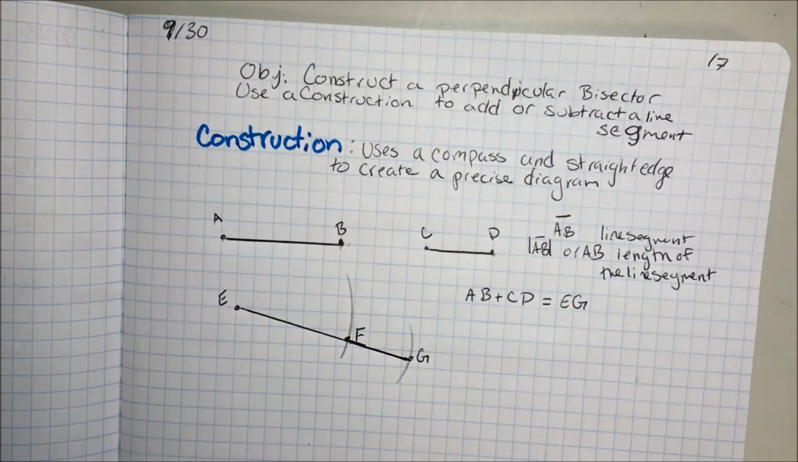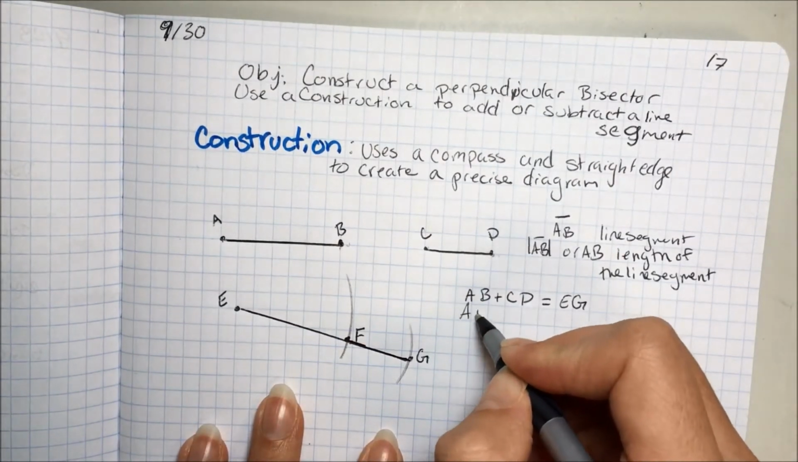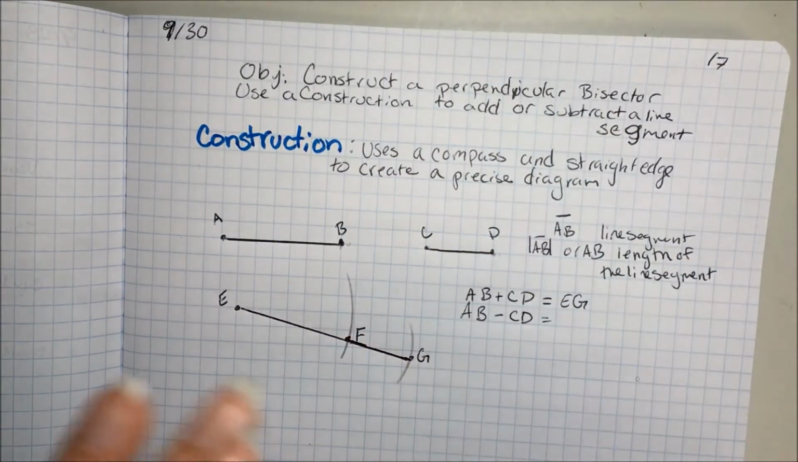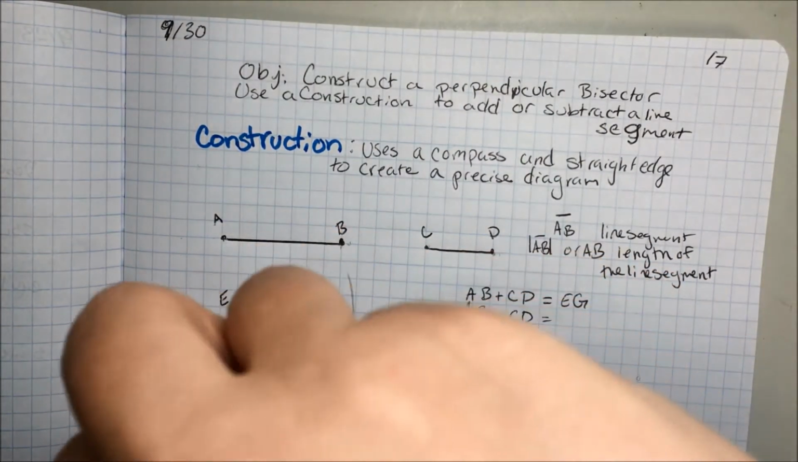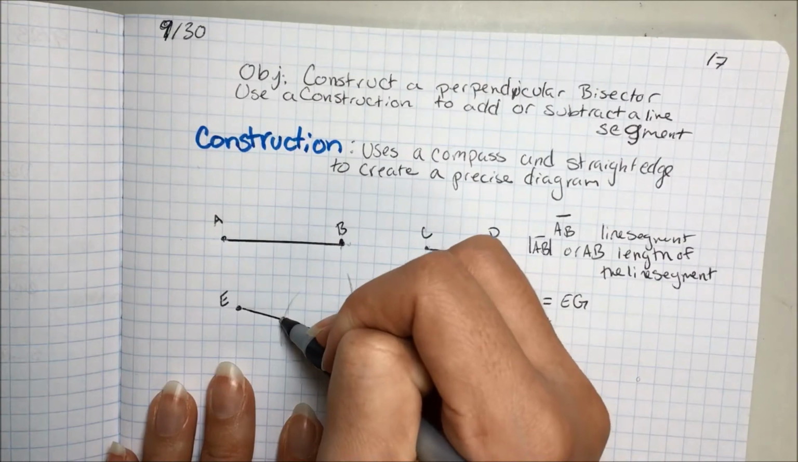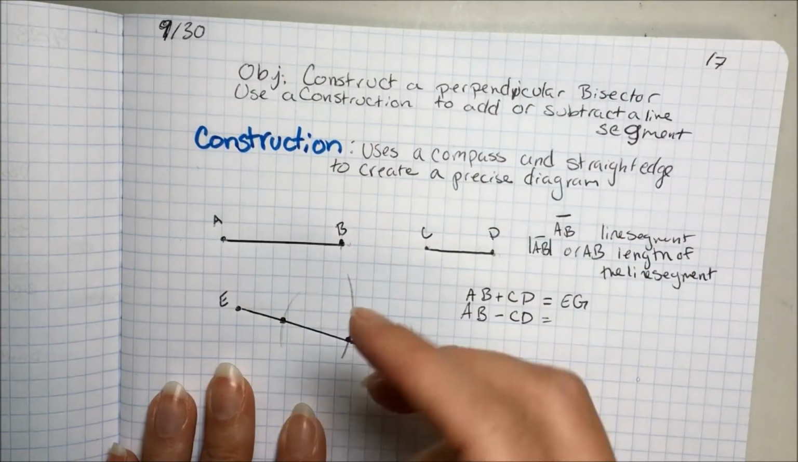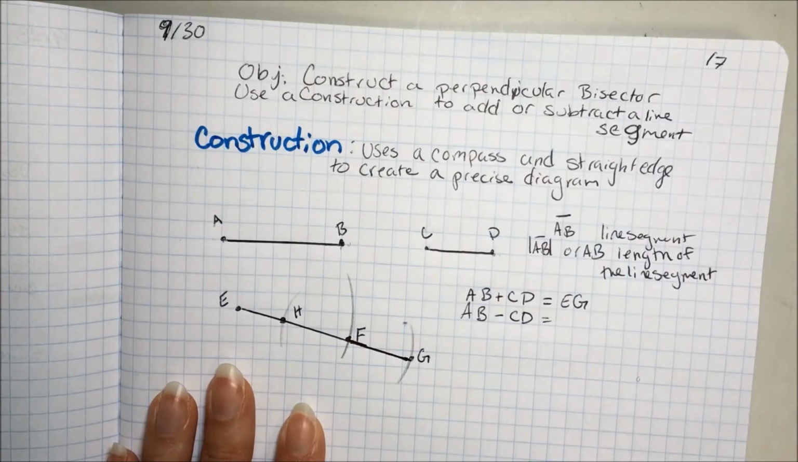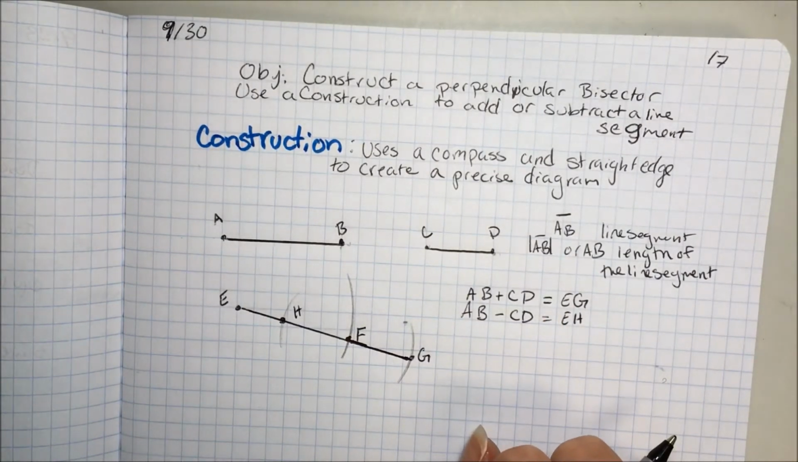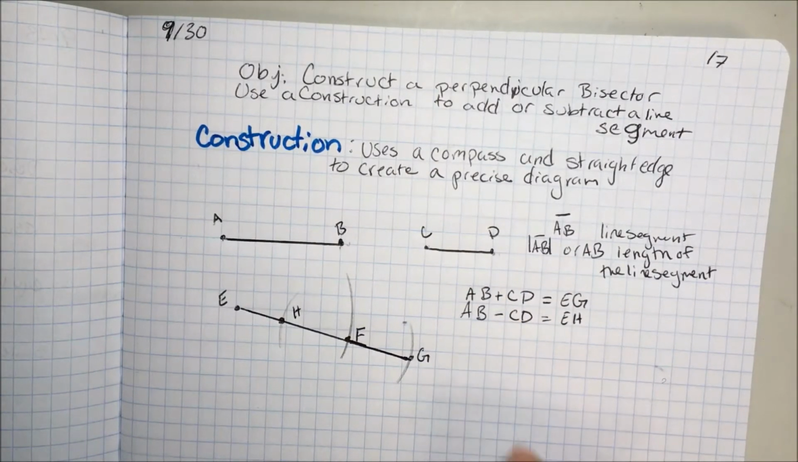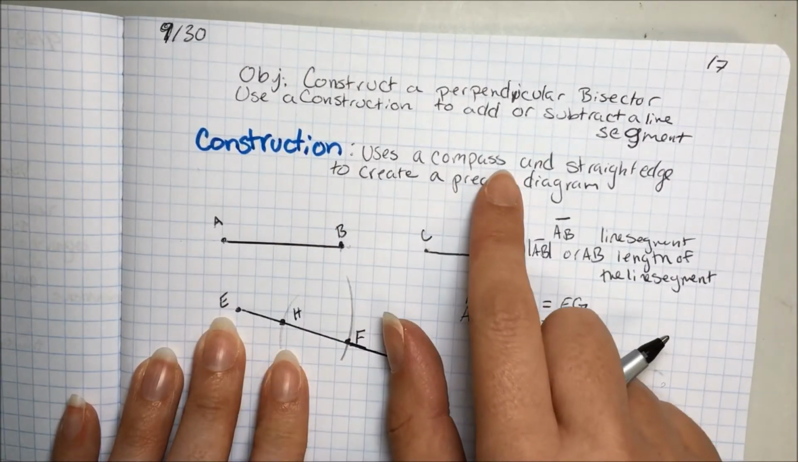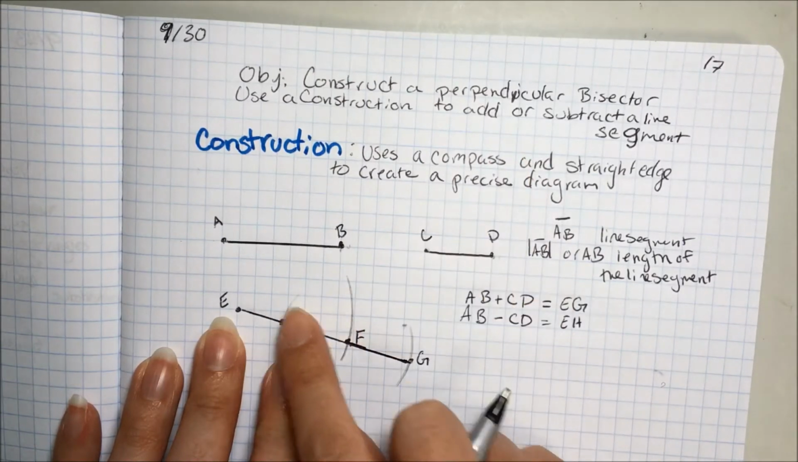Okay. Now, if I wanted to find AB minus CD, well, I just take that same arc and go the opposite direction, backwards on EF. And I would mark that point H. So EH is the length AB minus CD. Okay, and because there's no line above these, I'm talking about the length of these line segments. All right, so that's how we copy a line segment to add or subtract them.